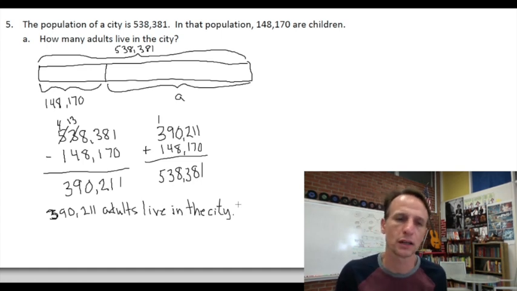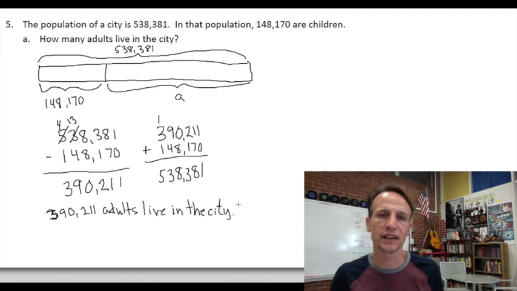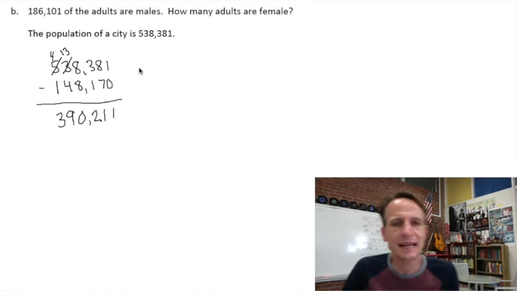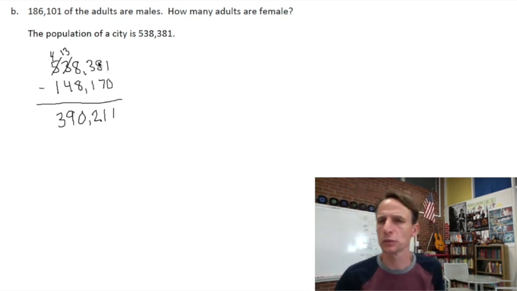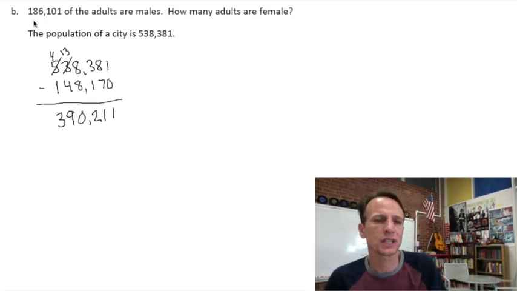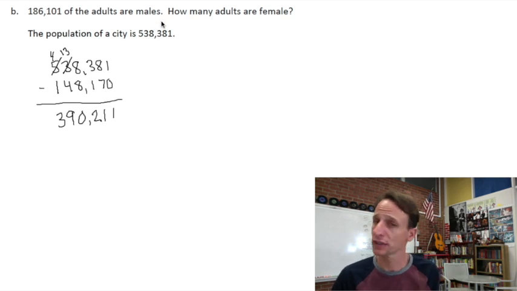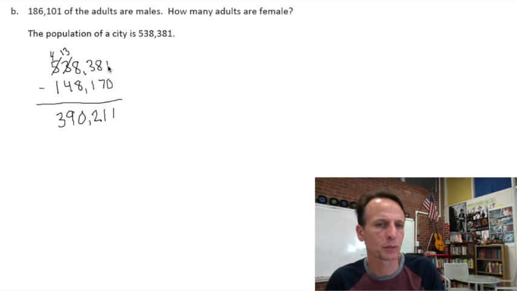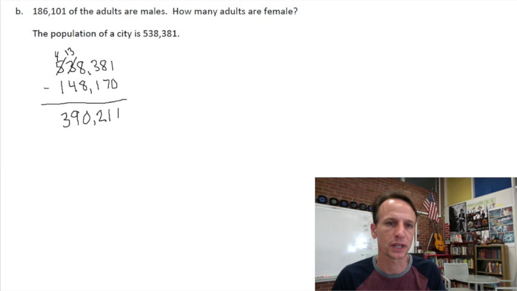Now remember, you'll need that number to complete 5B. Let's do it. And here we go with 5B. So now we have to do a little bit of thinking here. 186,101 of the adults are males. Of the adults, how many adults are female? Okay, and I copied from above what the population is, and then I copied from above our math showing us how many adults we have, okay?